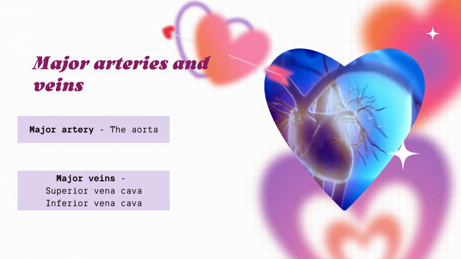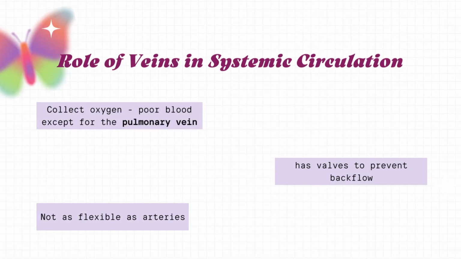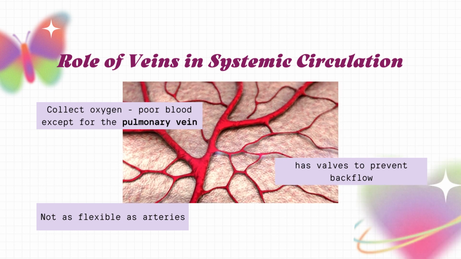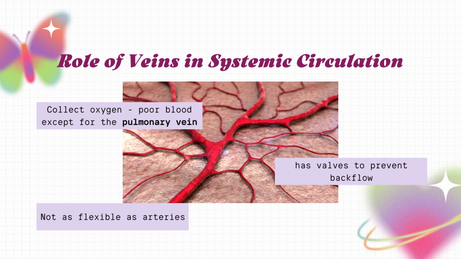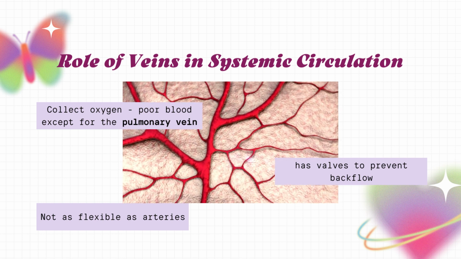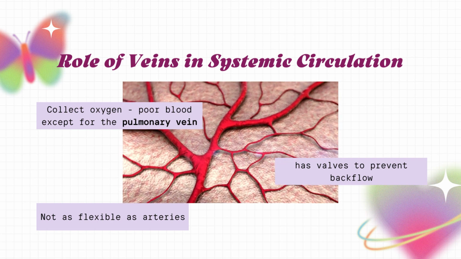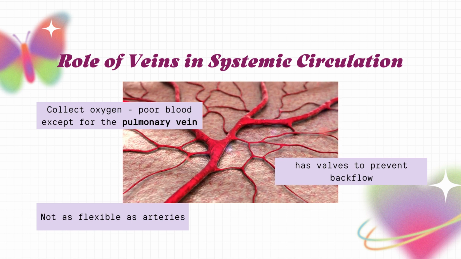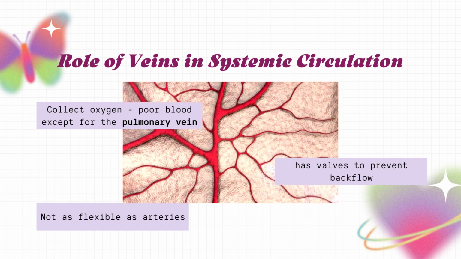Next is the role of veins in systemic circulation. The veins have valves to help prevent the flow of blood backwards. The veins are not as flexible as arteries. The main function of the veins is to carry blood toward the heart.